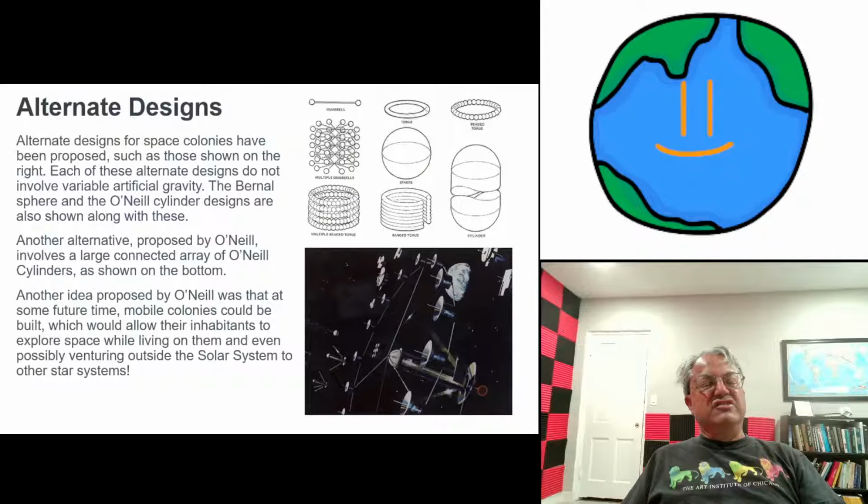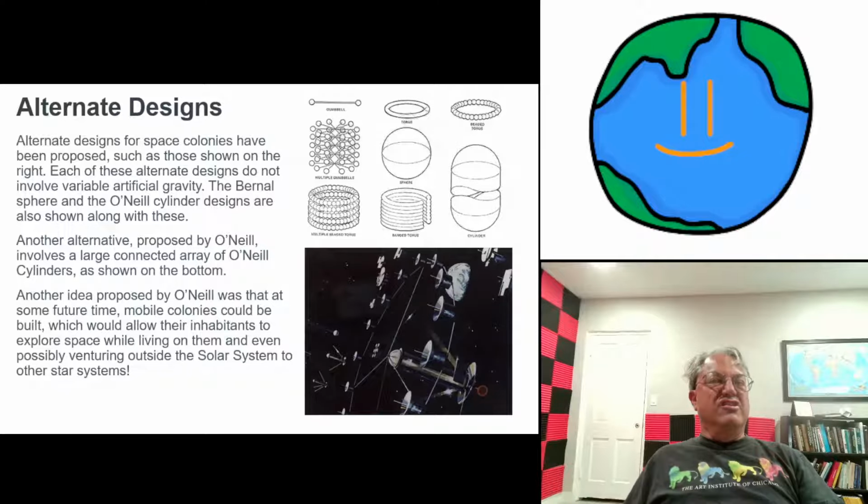Another idea that O'Neill had was he thought once we started building enough of these O'Neill cylinders, we could have arrays of them. We don't have to build just two together. We could build as many as we want together in a network. The picture on the bottom shows a big network arranged kind of like a necklace. I don't know how many O'Neill cylinders are in this picture, probably about 20 or 30, but they're all rotating about a common axis, and all the mirrors are pointing towards the sun, and there's the Earth in the background again. So, pretty cool design.